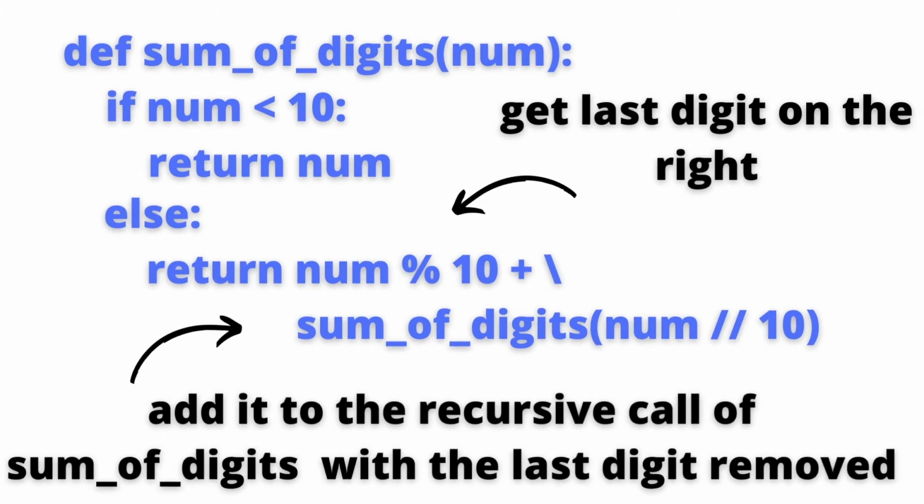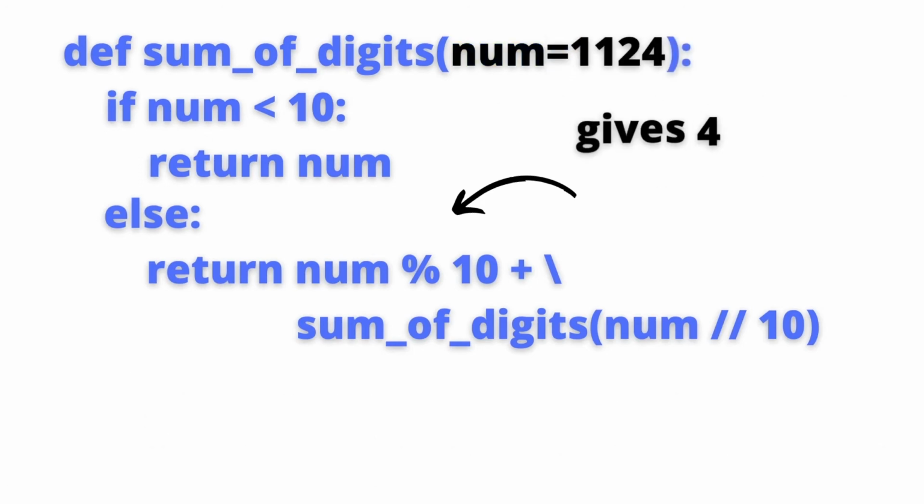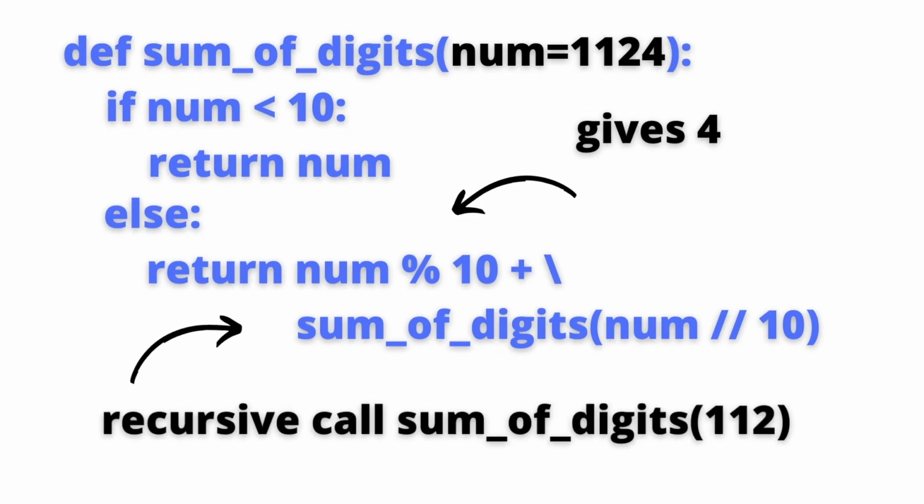The argument passed into the sum of digits is num with the last digit removed. We remove the last digit on the right by doing integer division by dividing by 10. For example, if sum of digits is called with the num 1124, the right hand digit 4 is stripped off and added to sum of digits recursively called with 112. That's num with the right hand digit stripped off.